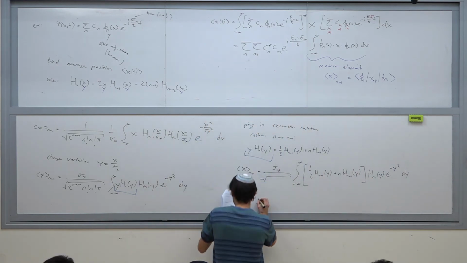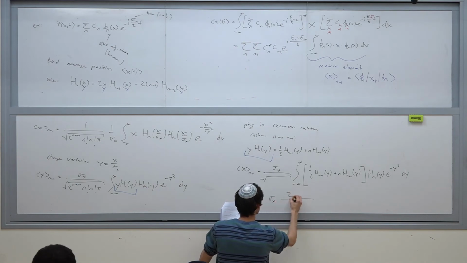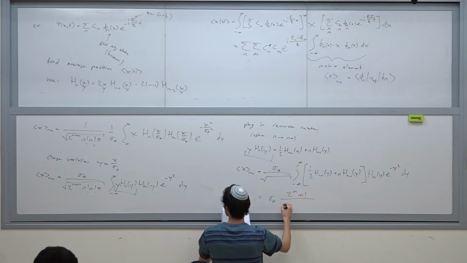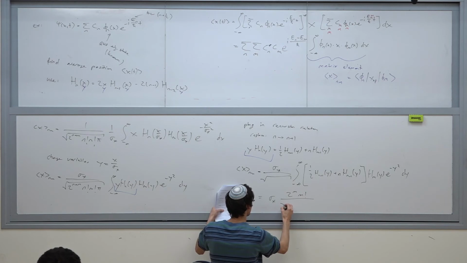So after I use orthogonality, I get sigma x. There's going to be a 2 to the m's. This is from the orthogonality. Remember, it's orthogonal up to a constant. This is the constant from the orthogonality. The root pi went away with the root pi in the denominator.